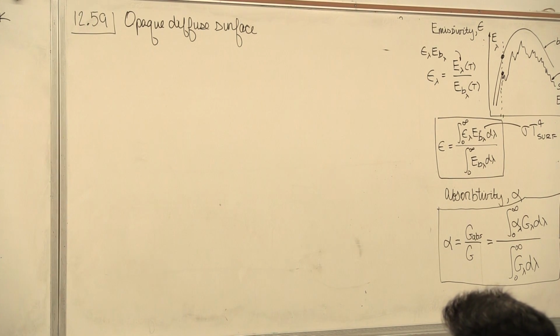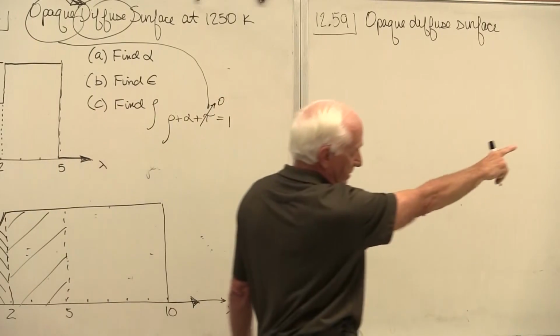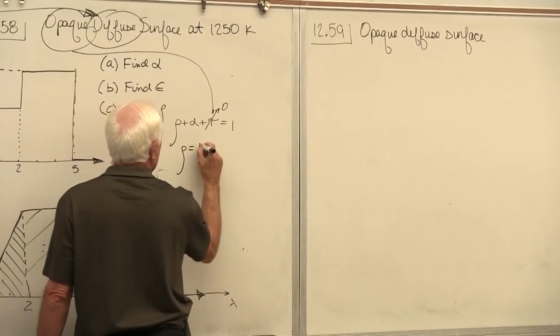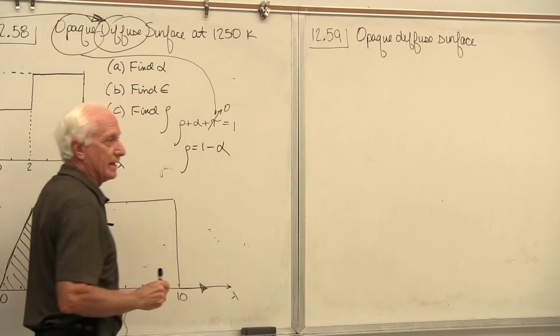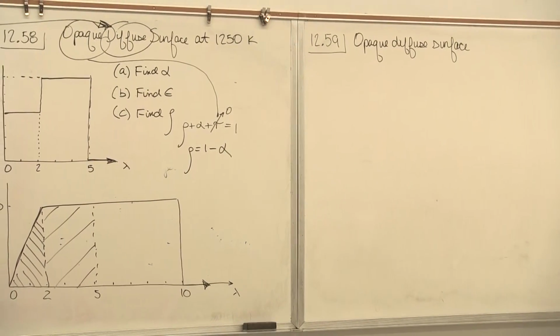Oh, magic word, opaque. Tau equals 0. Says it over there. Opaque, tau equals 0. So what's the reflectivity? 1 minus alpha. You got it. Okay. So now we found all four properties: epsilon, alpha, rho, and tau.